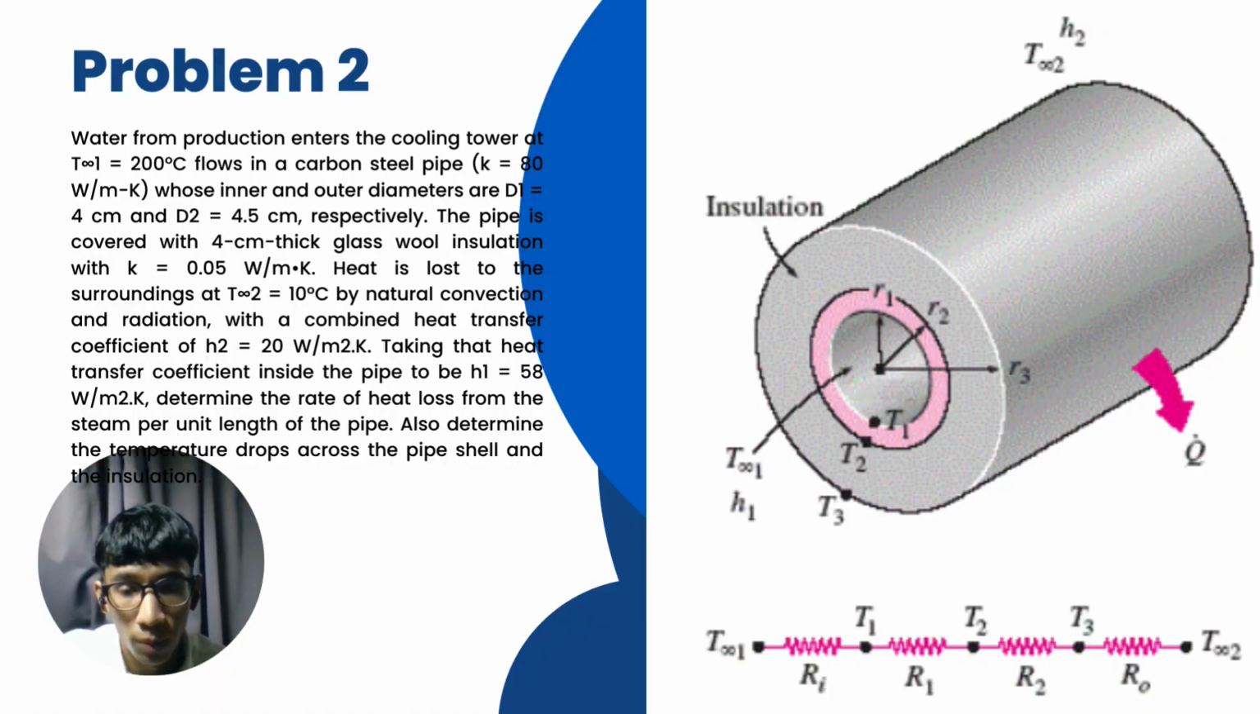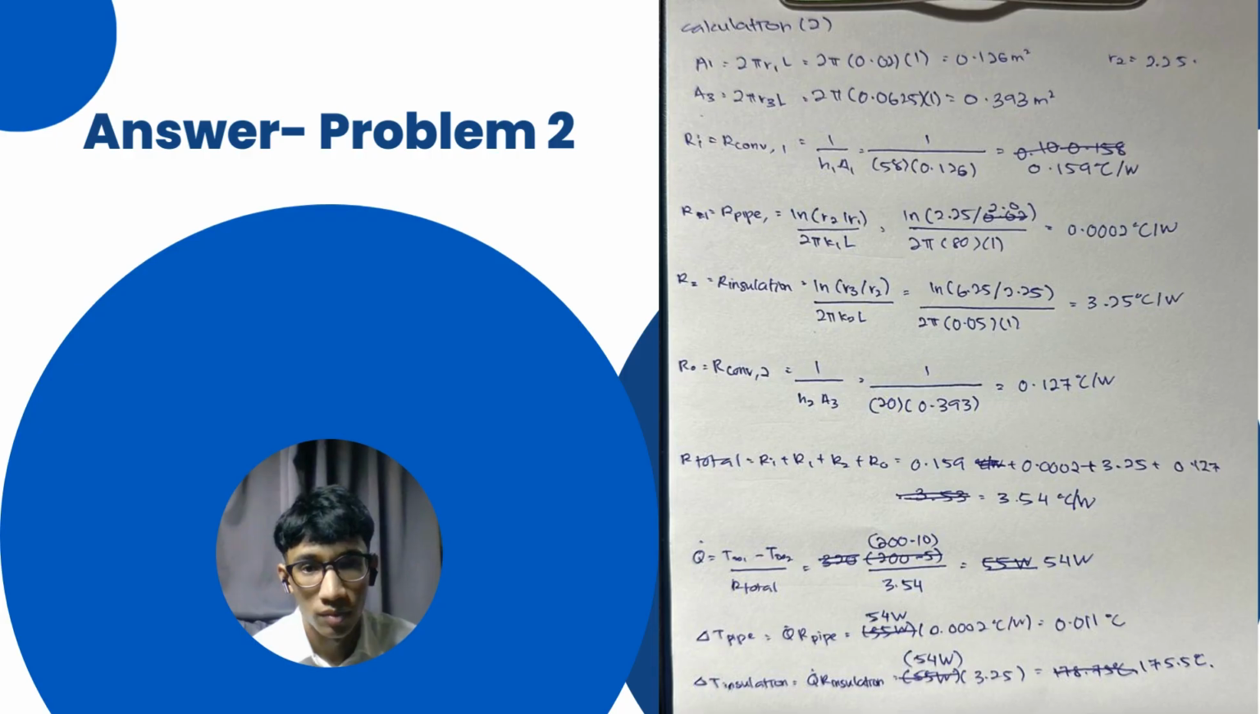Okay, for problem 2, all the information is the same as problem 1 with just one difference: the pipe is covered with 4 cm thick glass wool insulation, and all the calculation is quite similar to problem 1.